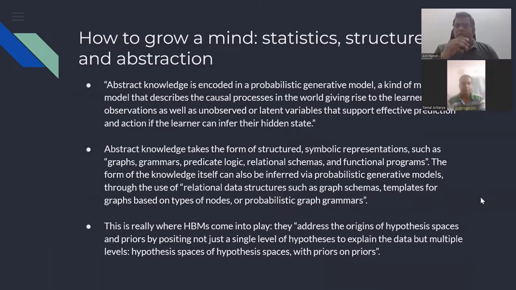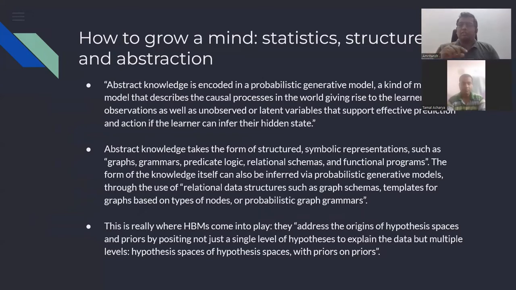So abstract knowledge is inherently encoded in a probabilistic generative model, okay? And a kind of model which describes the causal process. Now this causality is a tricky thing, okay? In the world giving rise to the learners and all the observations as well, observed, unobserved, and latent variables. Not everything is just happening right in front of us. There would be a lot of things happening which are not in front of us, and there would be latent, fundamentally meaning hidden variables. And that effectively ensures that whatever action you are taking, the learner would be able to infer the hidden state that is going on.